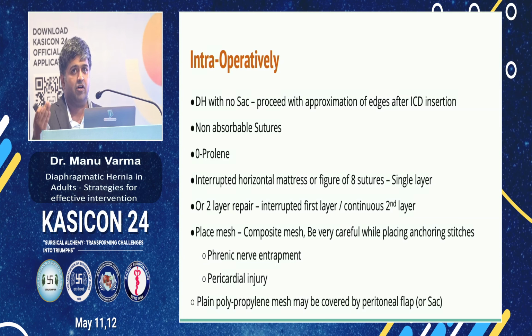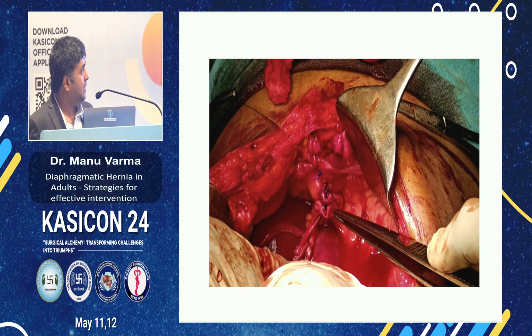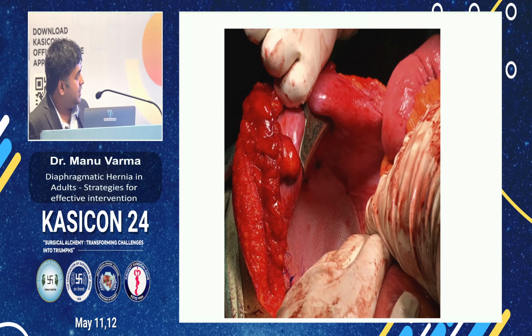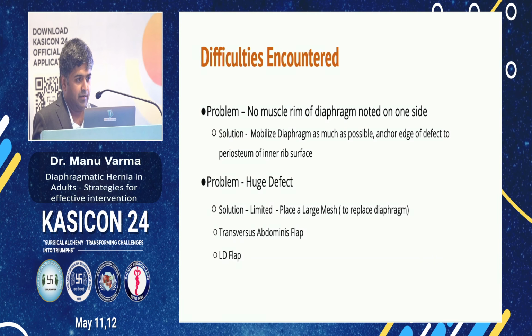Even if you don't have a composite mesh on an emergency basis, you can place a plain Prolene mesh and cover it with the sac if it was there, or even place a peritoneal flap overlying the mesh so that it doesn't come in contact with the bowel. Over here you can see that the defect has been repaired and a mesh has been placed, and this is another patient with a mesh placed on the Morgagni hernia.